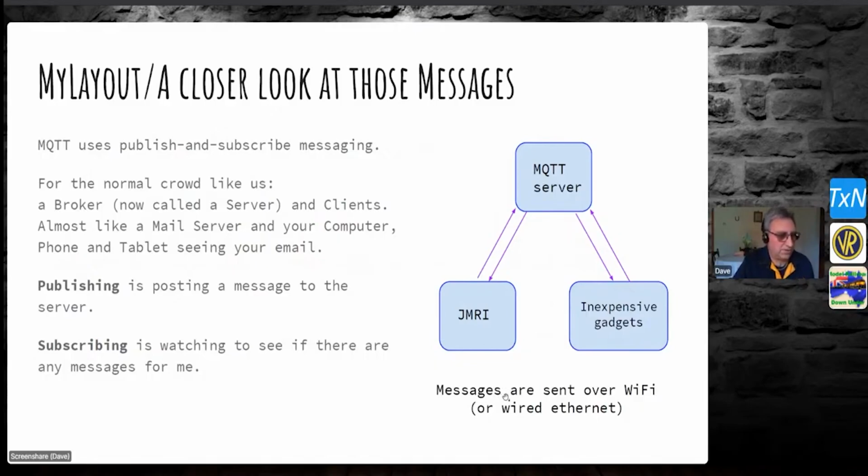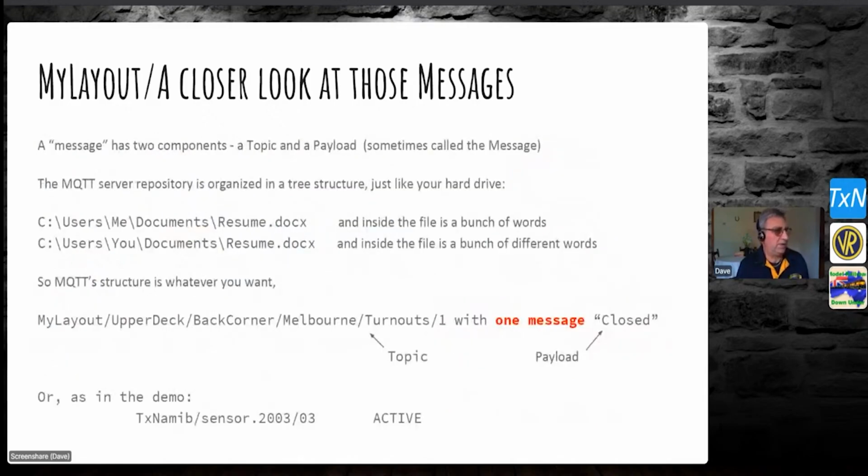The messages are usually sent over Wi-Fi, so that makes it easier without wires. It's really an Ethernet protocol, so you can have Ethernet if you want. So let's have a little bit more of a look at the messages. The message has two components. It has a topic and it has a payload. The topics describe the object that you want to control, and the payload is what you're going to do with it.